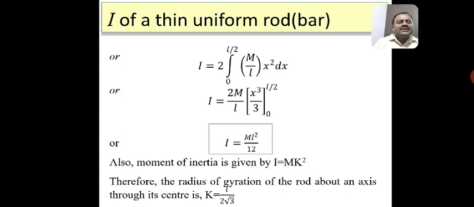And the radius of gyration of the bar about an axis passing through its center and perpendicular to its length is given by k is equal to L divided by 2 root 3.